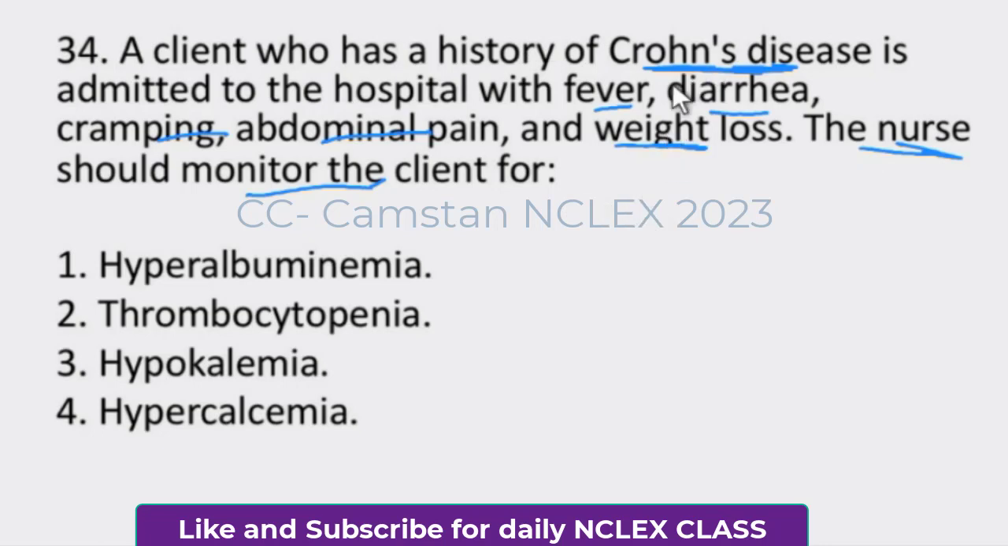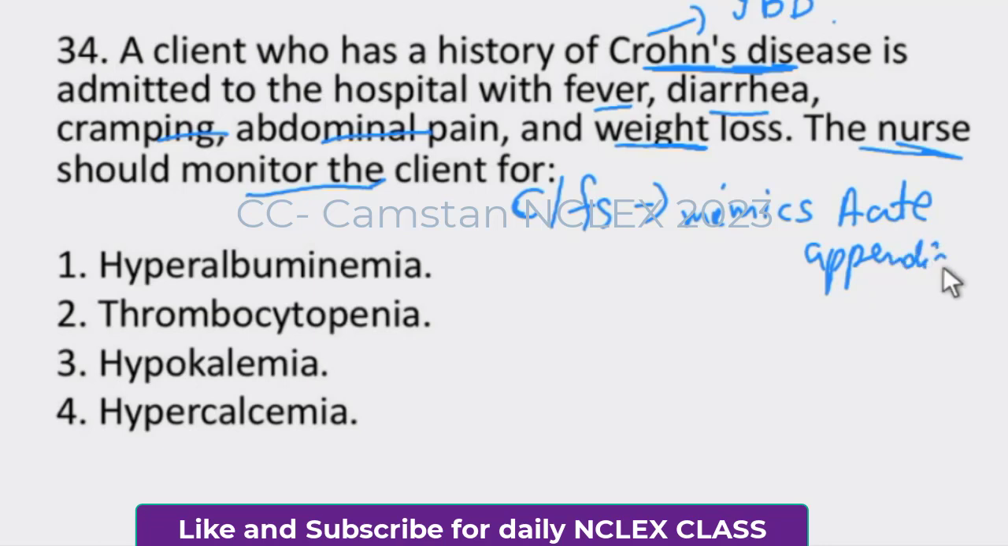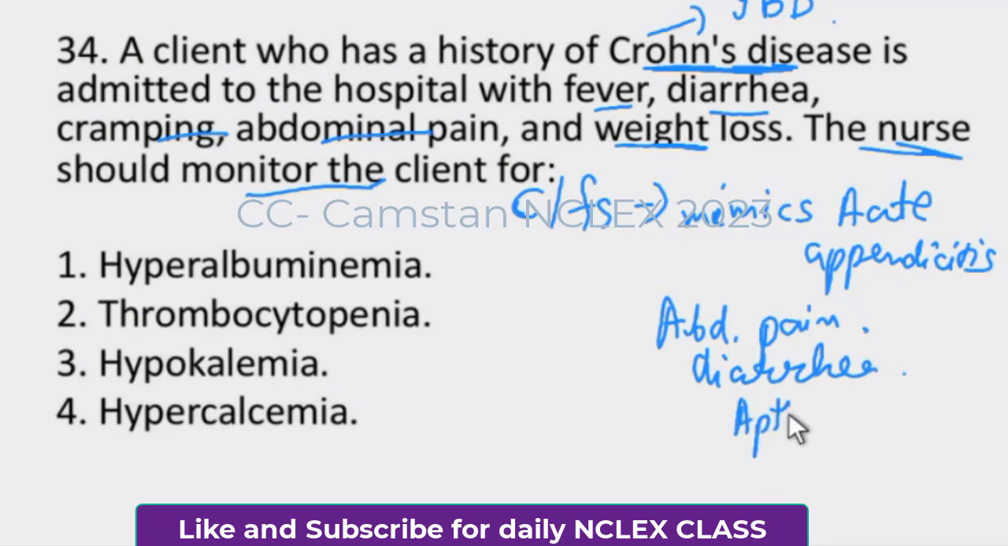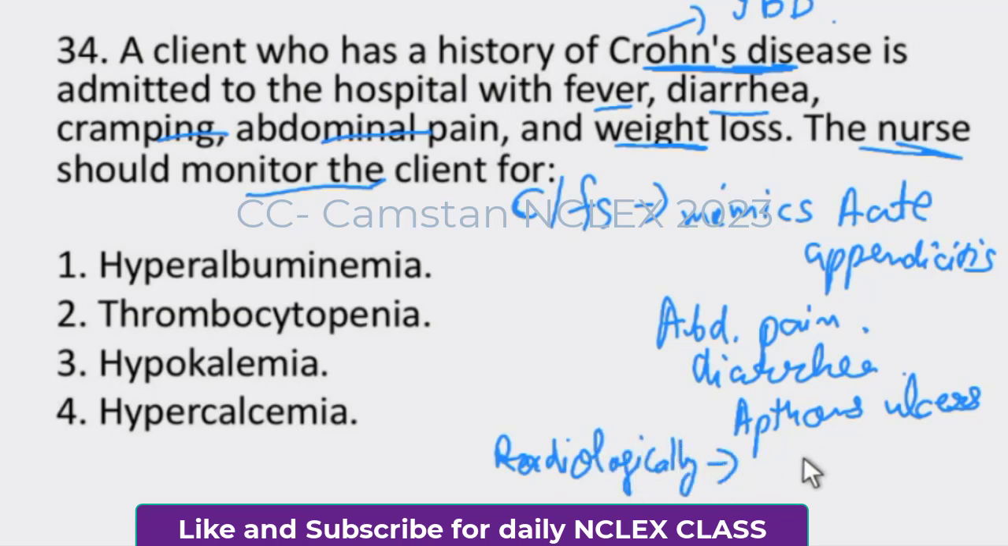It is Crohn's disease. It is also a type of inflammatory bowel disease, right? What are the clinical features with which the clients present? A patient having Crohn's disease mimics acute appendicitis, right? And he can have abdominal pain, diarrhea, aphthous ulcers. Radiologically we can see a sign. What is the name of the sign? String sign of Kantor. String sign of Kantor.